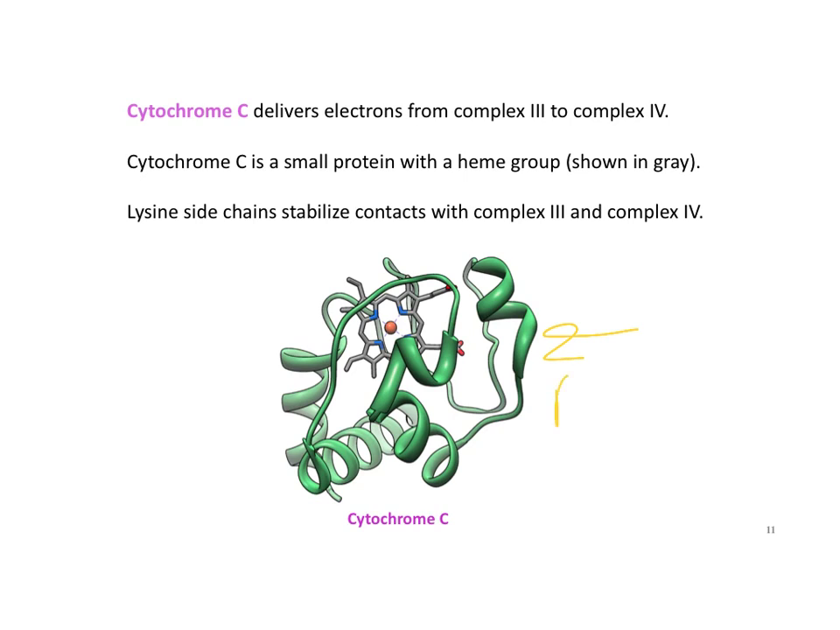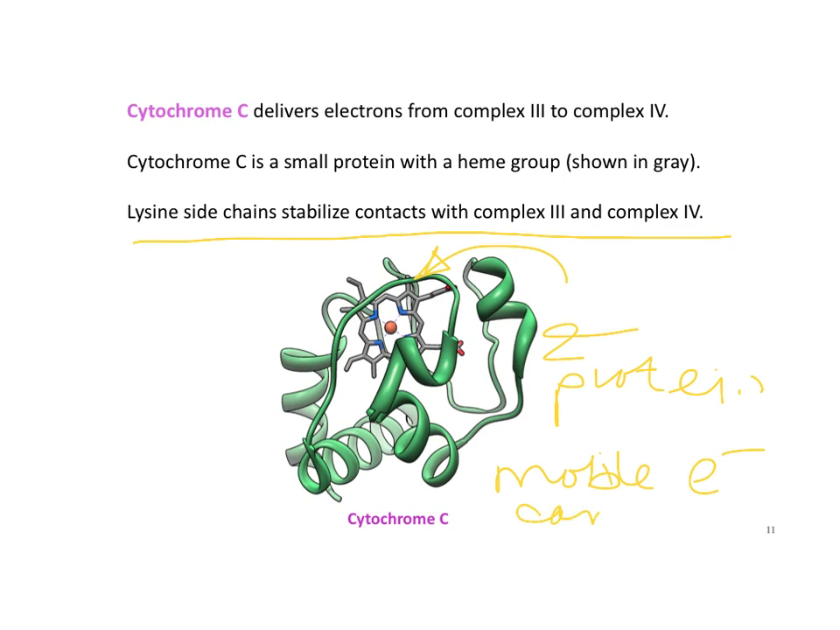Cytochrome C, like I said, is a protein with the heme inside of it, and it's a super tiny protein, and it's stabilized by lysine side chain contacts with complex 3 and 4. So that's how it links on to 3, and that's how it links on to 4, and then it's very reversible and goes back and forth, back and forth. Again, this is a mobile, the second mobile electron carrier, and it carries 1 electron at a time.